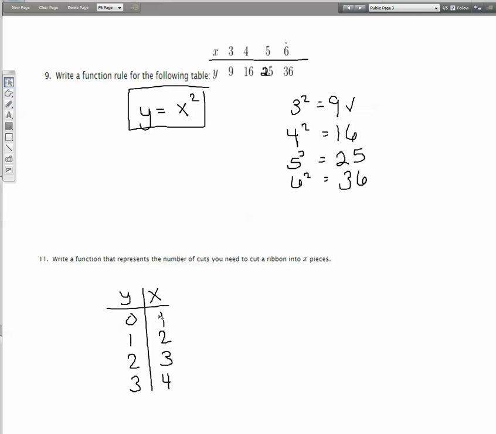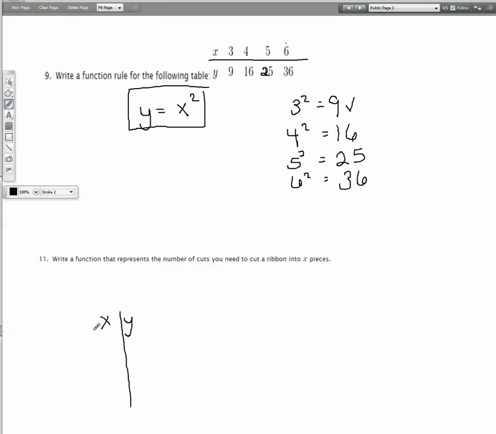I don't like that. We should just rearrange it. So I'm just going to start new with my table here. We can't have 0 pieces. So if I have 1 piece, that means I have 0 cuts. 2 pieces means I had 1 cut, and then so forth.